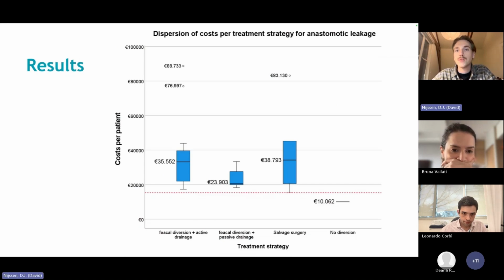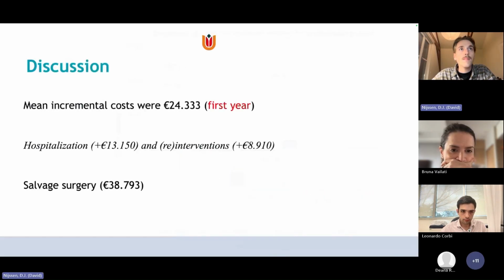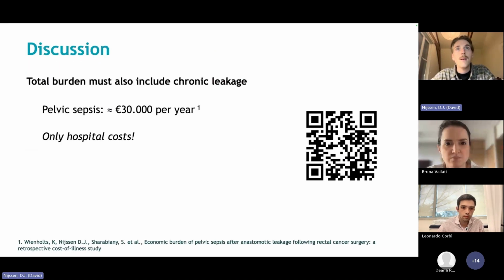So here you can see the dispersion of costs. So to summarize what we found, the mean incremental costs in the first year were nearly 25,000 extra as opposed to people without anastomotic leakage. The biggest cost drivers were hospitalization and, of course, the reinterventions, and salvage surgery, as expected, was the highest cost, accounting for about 38,000 euros extra in the first year.